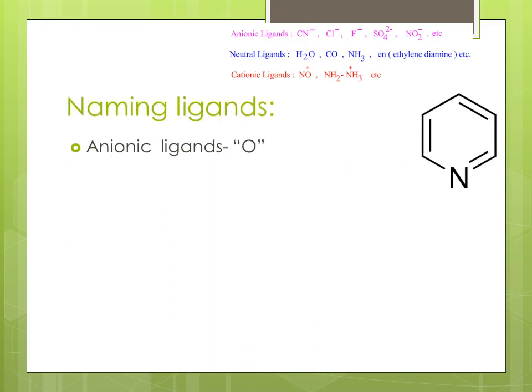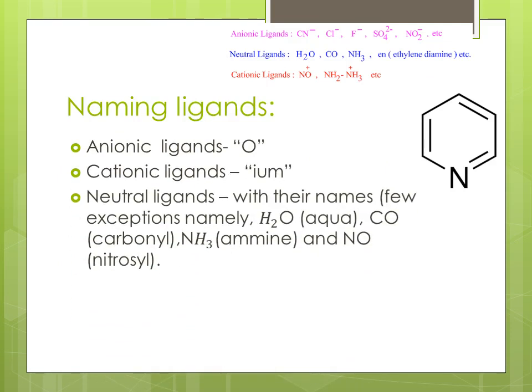Next, naming of ligands, how to name ligands. Ligands can be anionic ligands, cationic ligands and neutral ligands. So let's see how to name these ligands. If it is an anionic ligand, the name of that ligand will end with O. For example, anionic ligands like cyanide, CN minus, Cl minus chloride, fluoride, sulfate, nitrate, nitrite. These are called the anionic ligands.